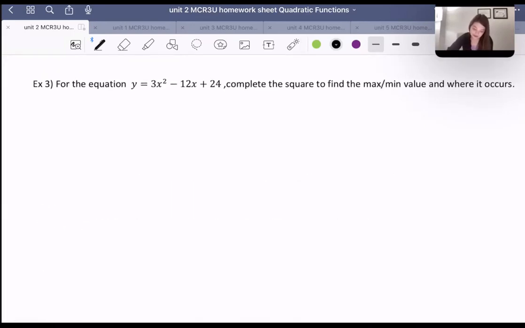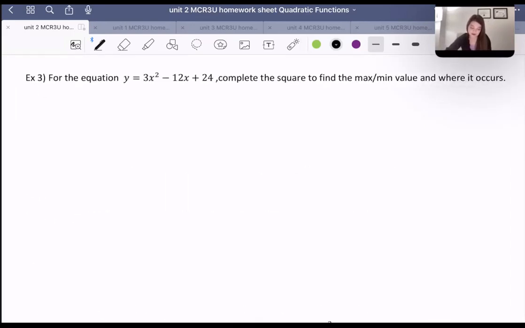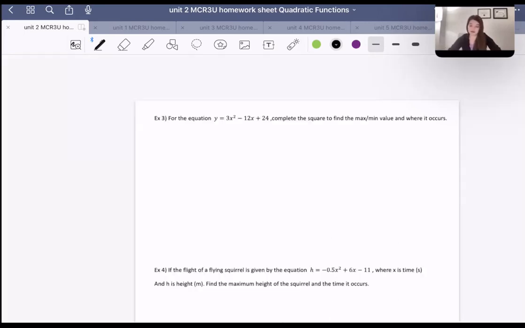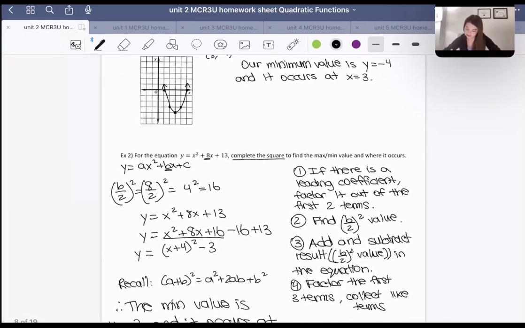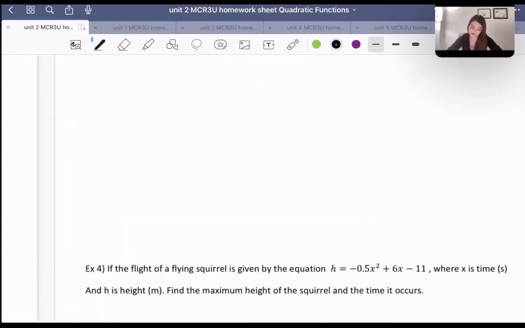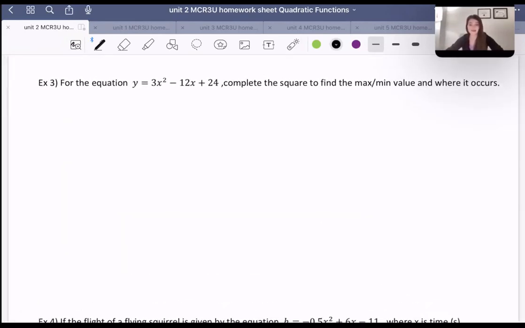For the equation y equals 3x squared minus 12x plus 24, complete the square to find the minimum or maximum value and where it occurs. Now, normally it's at this point that I would encourage you to pause the video and try it for yourself, and you can if you'd like to. This one is different enough though that if you don't want to do that, that's perfectly valid as well, because there is an extra step here, which is step 1 that we didn't do before. If we recall, step 1 was if there is a leading coefficient, factor it out of the first 2 terms, and I didn't have to do that last time, and this time I need to do that.